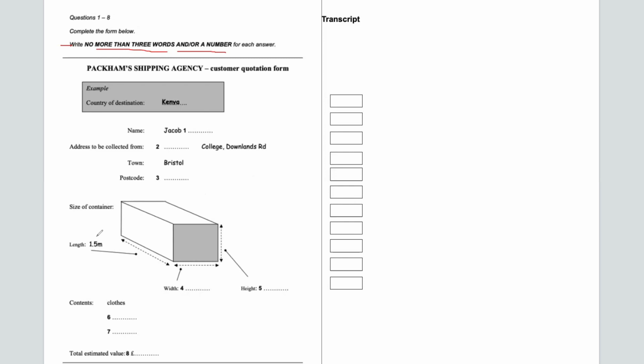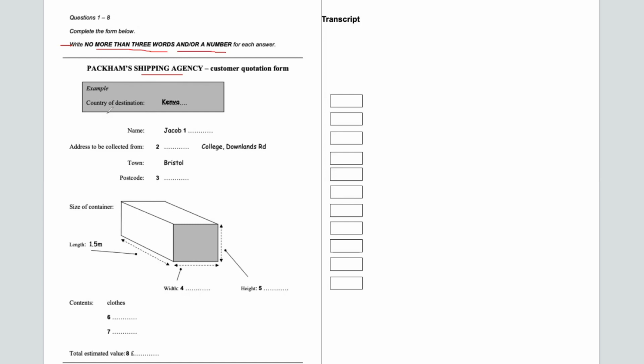So before we listen, we're going to take some time to read the information and underline our key words. Keywords in this case are very minimal and they're quite simple. It will just be this information here that we're reading. So in this case, it would be best to do this at the same time. We're going to read the information and underline the keywords. So again, it's going to be a shipping agency. Okay, this is a customer quotation form. So we can expect one person to be the customer and the other person to be perhaps a customer service representative or someone from Packham's shipping agency.